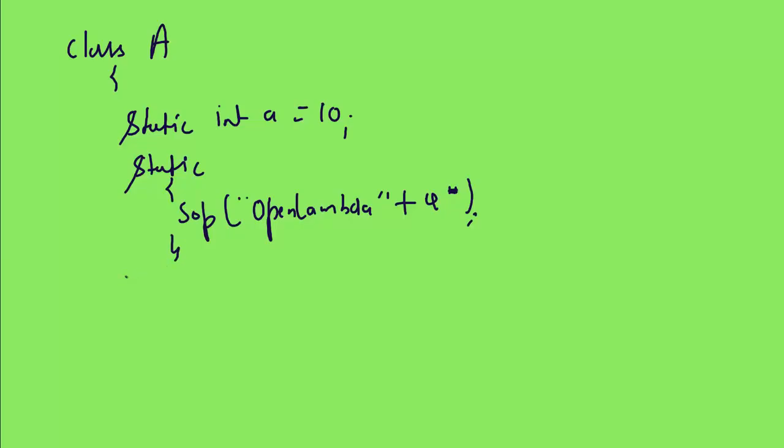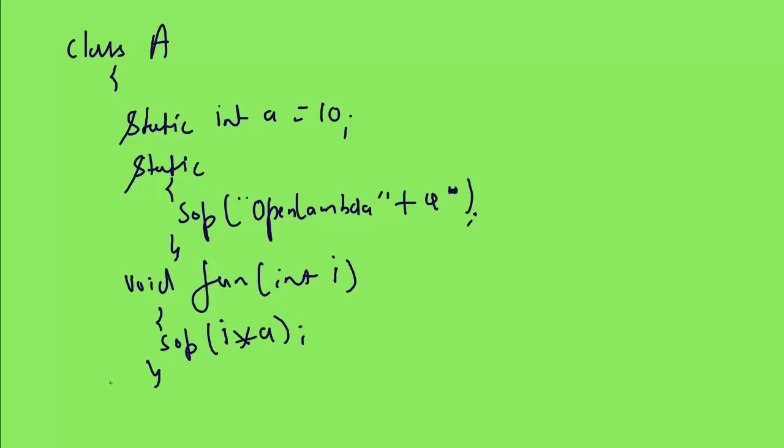Now I'll have a method which is again static, which has int I. SOP of I into A has to be printed. This should be declared as static.